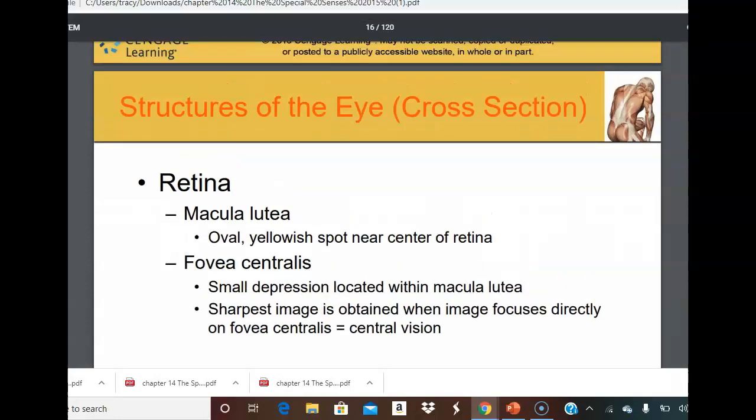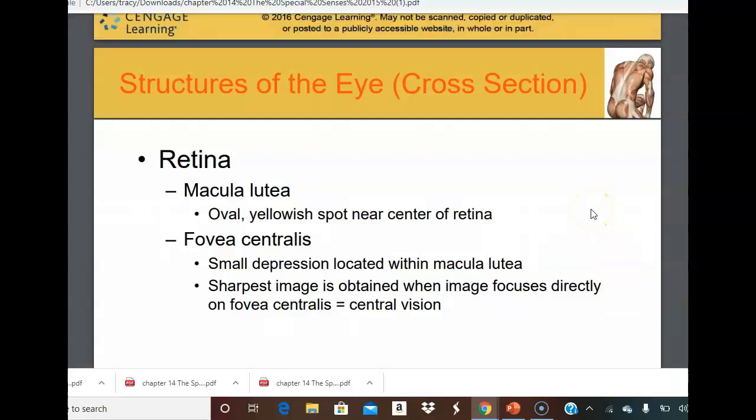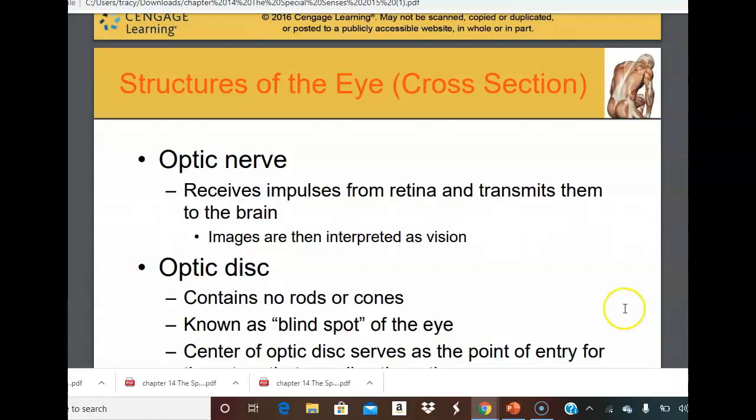Other structures that are important with the retina are the macula lutea. That's a yellowish spot near the center of the retina, and that's actually where the optic nerve and the main retinal artery come out of. The fovea centralis is in the middle of the macula, and it's a small depressed area. This is the sharpest image that can be obtained with focusing directly. So the fovea centralis is our central vision, which allows us to read and see typed words and what have you.